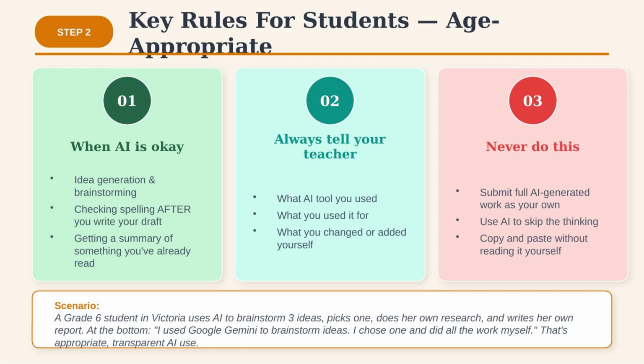She picks one, does her own research, builds her own experiment, and writes her own report. At the bottom she writes, I used Google Gemini to brainstorm ideas. I chose one and did all the work myself. That's appropriate, transparent AI use, and her teacher can see exactly how AI was part of her process.